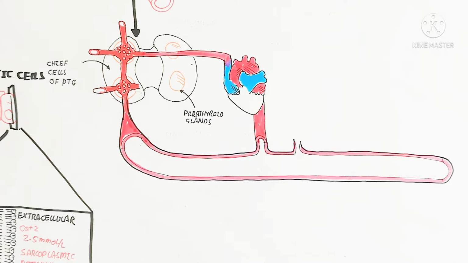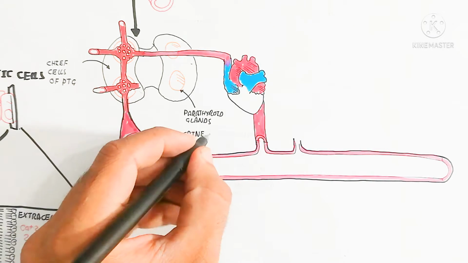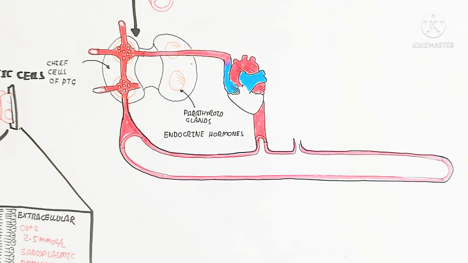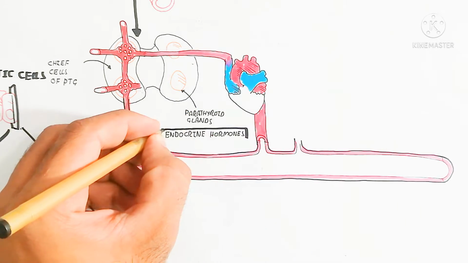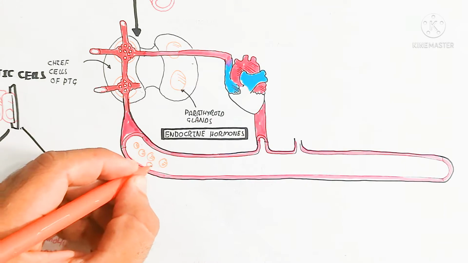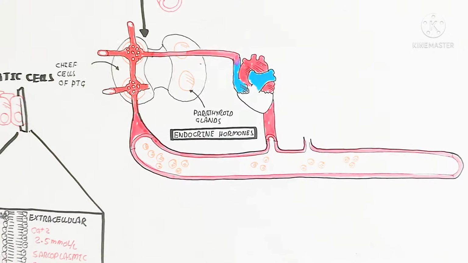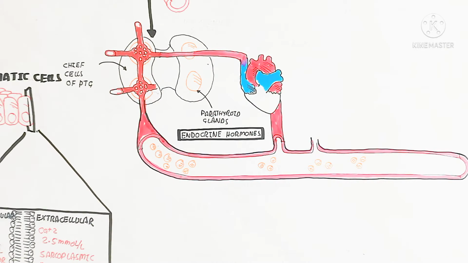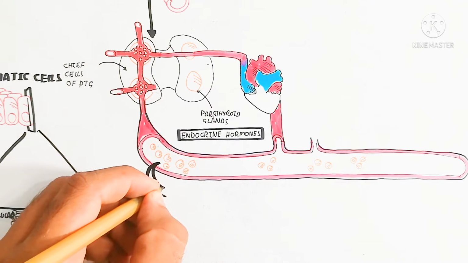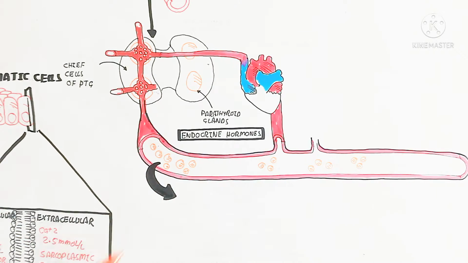Parathyroid hormone is an endocrine hormone, which means its target is distant, reached through the blood circulatory system. Parathyroid hormone is not stimulated by the pituitary gland. It is stimulated by a low level of calcium, and negative feedback occurs when the calcium level becomes high in the blood.